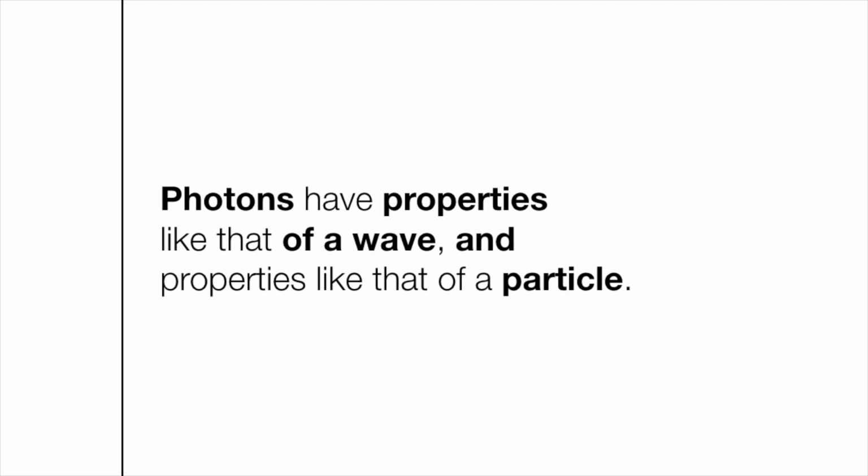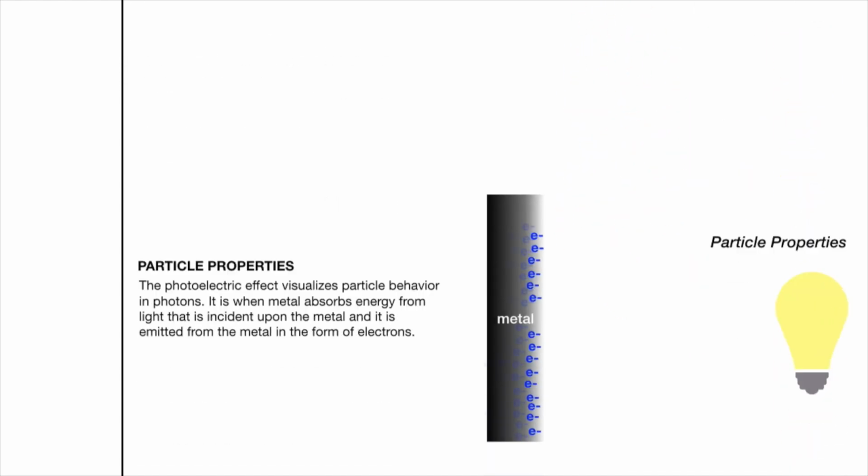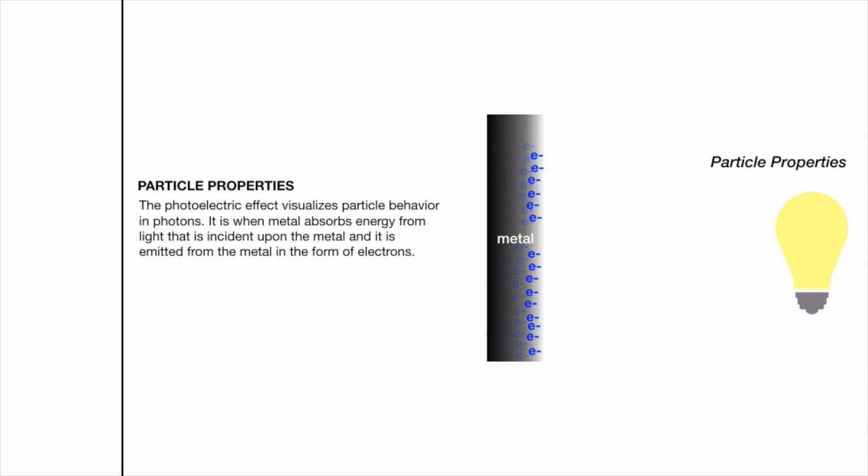Photons have properties like that of a wave, and properties like that of a particle. It diffracts and it can produce interference patterns when directed at a slit. As photons exhibit wave properties, they also behave like a particle, proven by the photoelectric effect. That was proven by Albert Einstein.